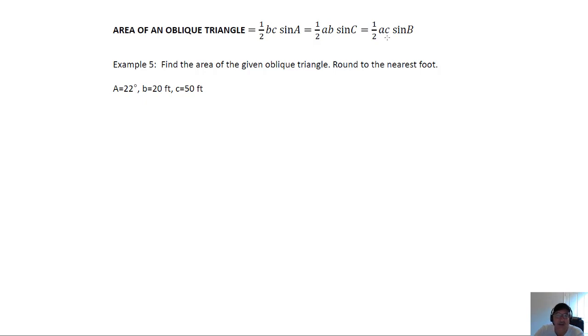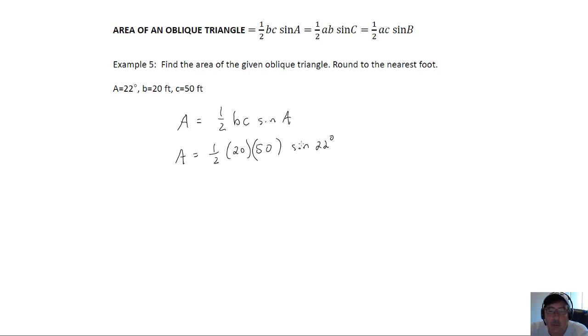So if you're given some problems in the homework, such as example 5 here, notice we're given angle A, side B, and side C. I think you'll easily come to the conclusion of which one of these to use. So this really is just a plug and chug problem here. The area of this oblique non-right triangle would be 1/2 times B, which is 20 feet, times C, which is 50 feet, times the sine of angle A, which is the sine of 22 degrees.